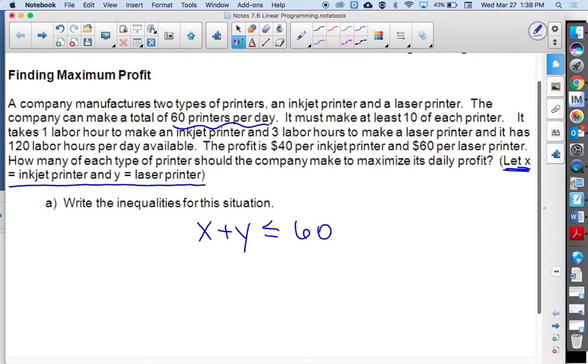Brandon, another one. X plus y is greater than or equal to 10. You're so close. X is greater than or equal to 10 and y is greater than or equal to 10. Because it says each, so individually, each of them, we have to make 10 of each. So X, the inkjet, we have to at least make 10 of, and we have to at least make 10 of the laser printer. So individually, I have to make 10 of each of them.